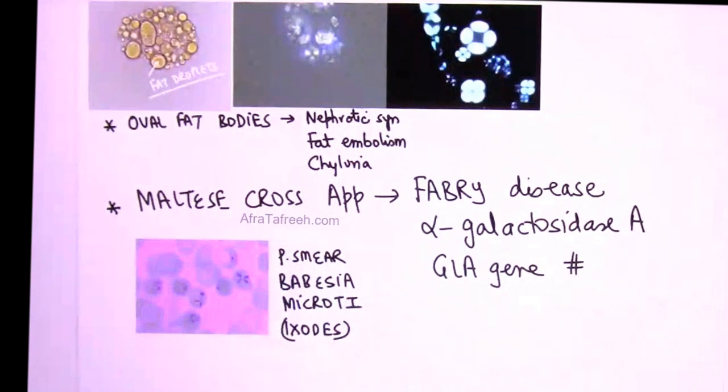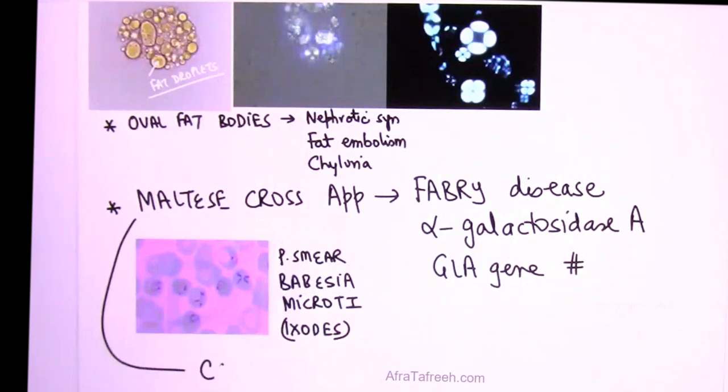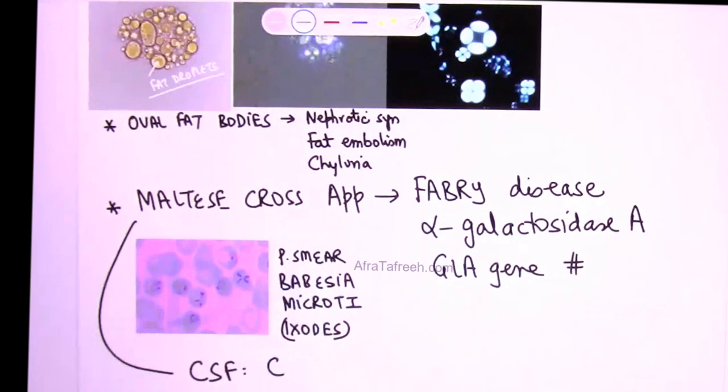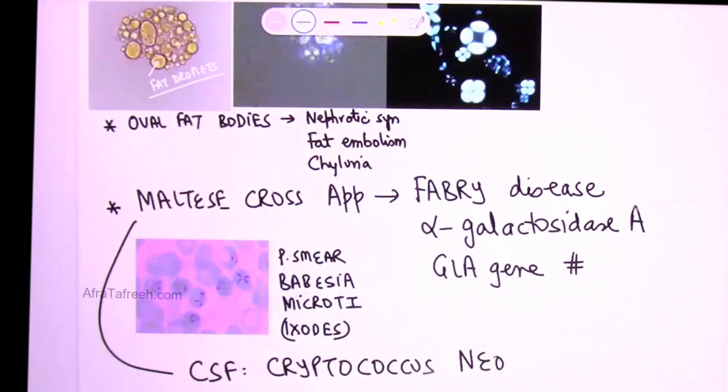One is in front of you: urine, polarized microscope, Fabry's. For peripheral smear, it is Babesia microti. And if the same question is asked for Maltese cross appearance for CSF, then you have to answer an organism which is taught to you as a cause of meningitis in an AIDS positive patient, that is Cryptococcus neoformans. So these are 3 aspects to be remembered.